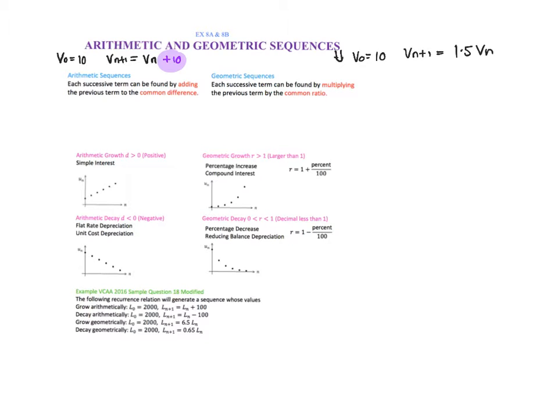But the main thing to see is that in a geometric one, you have a timesing thing. So it could be getting bigger or smaller depending on what we're timesing it by. Okay, so if we have a look here at the arithmetic sequence, so I'm looking up here. So as I said, it can be found by adding a common difference.